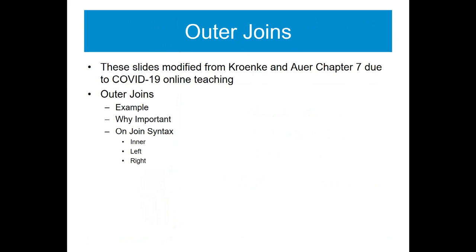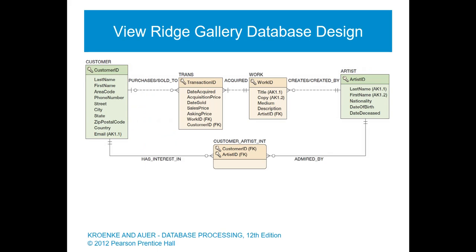So today we're going to talk about outer joins, trying to give credit where credit was due. So it comes out of the Chrome Key in our book, chapter 7, but it has my modifications because we're doing online teaching due to COVID-19. So outer joins, we're going to have an example, we're going to talk about why it's important, and we're going to look at the join syntax.